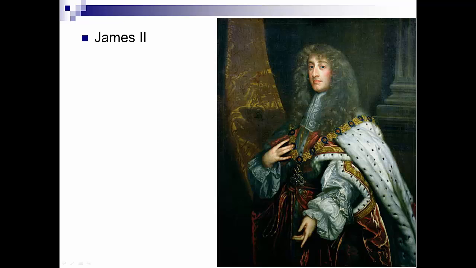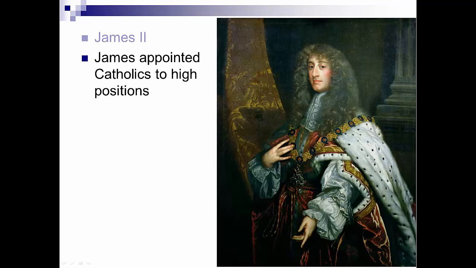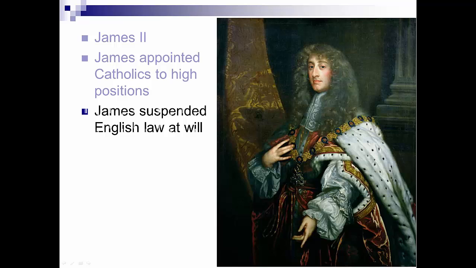Charles had no surviving children, so his brother James II succeeded him. James appointed Catholics to high positions, contrary to the Test Act. He also suspended the law at will, and England feared absolutism. And then, of course, a couple of things happened. James declared religious freedom for all. This religious toleration was not welcomed by many people, fearing a papist plot.